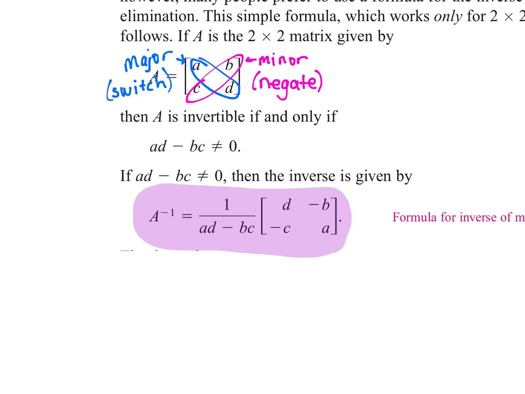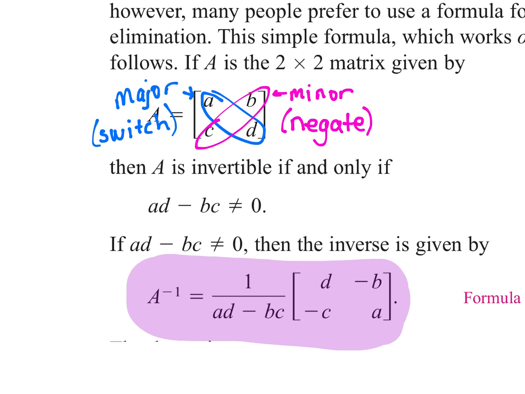So we have to follow a couple rules when coming up with our inverse. We have a major diagonal and a minor diagonal. Our major starts in the upper left-hand corner. So this is our major diagonal. We always switch the major. So switch the major, and then our minor starts at the bottom and goes up. So this would be our minor diagonal. We negate the minor. So we make the minor diagonal negative. They stay in the same spot, but they become negative. So we switch the major, and we negate the minor.